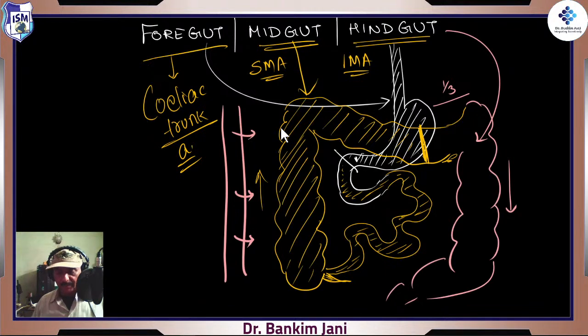So that was for blood supply. And how about the nerve supply? For nerve supply, we have our ganglia. So these are the three ganglia.